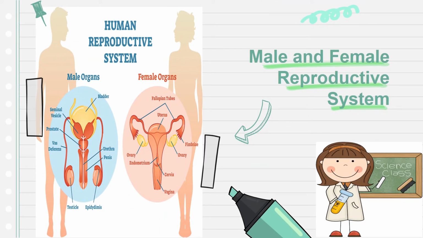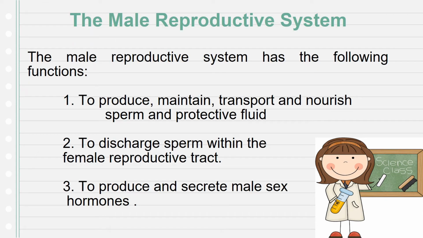The male and female reproductive system. Let's start with the male reproductive system. The male reproductive system has the following functions. Number 1, to produce, maintain, transport and nourish sperm and protective fluid. Number 2, to discharge sperm within the female reproductive tract. Number 3, to produce and secrete male sex hormones.